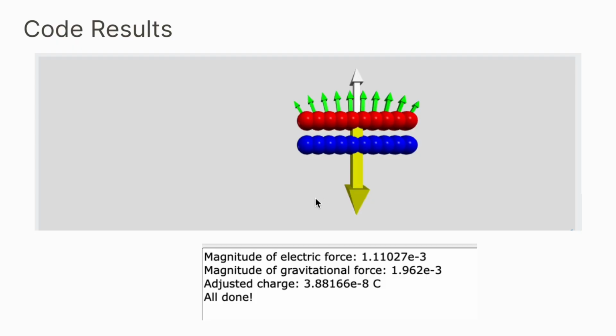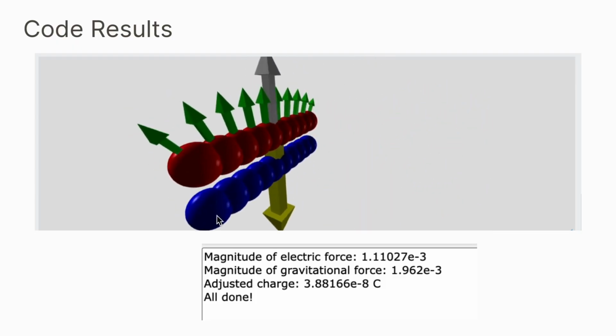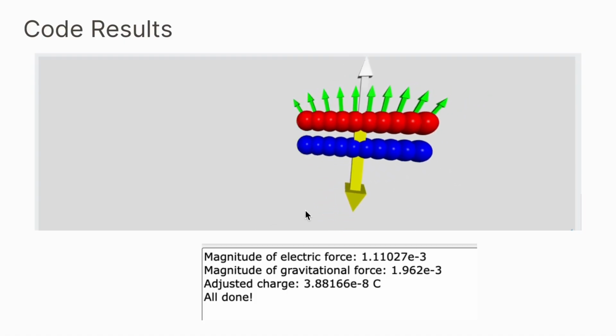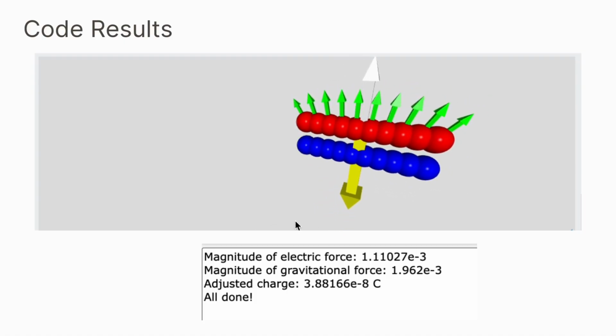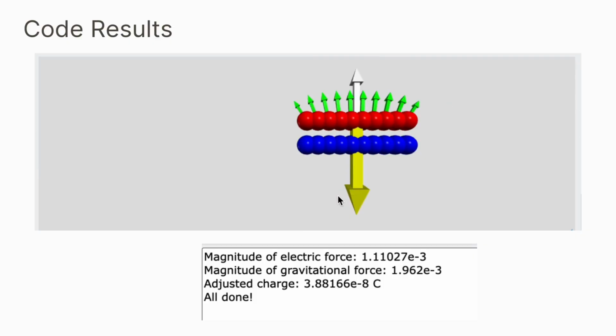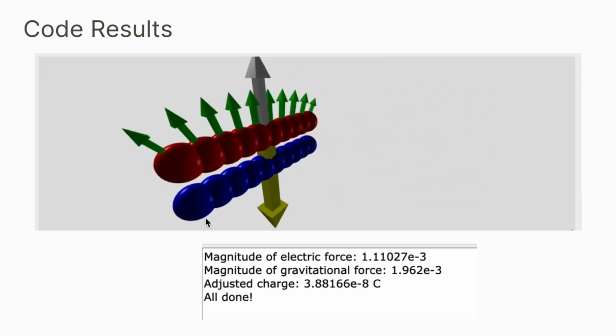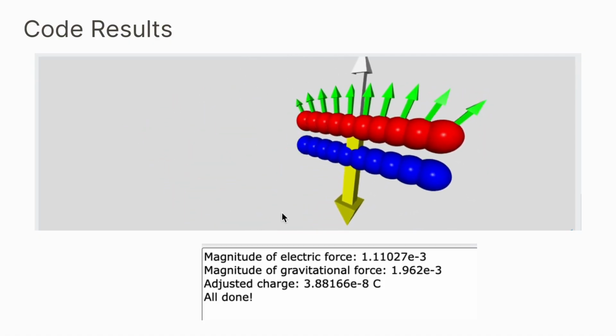So here's what the result of the code looks like. You can see the two line charges on top of each other, which represent the U-tapes. And then you can see the yellow gravitational force going down and the white electric force going up. Then if you look at the console, you can see the results we got, and you see the new adjusted charge we calculated to be 38.8 nanocoulombs.